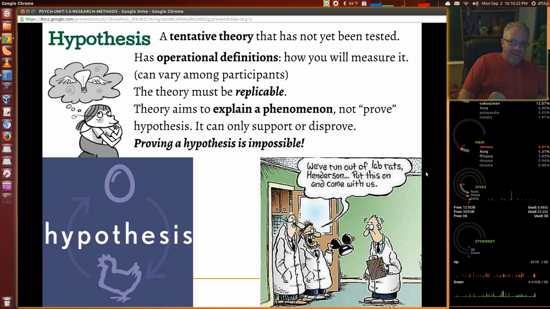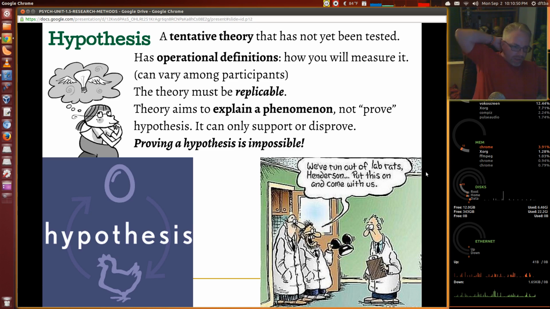So a tentative theory that's not yet been tested is your hypothesis. Operational definitions are basically the way in which you'll measure that hypothesis. And it can vary among participants, or it can be different operational variables and definitions. The theory must be, as I mentioned in the last slide, replicable, which means that someone else can do this again, and you could do it again if need be.